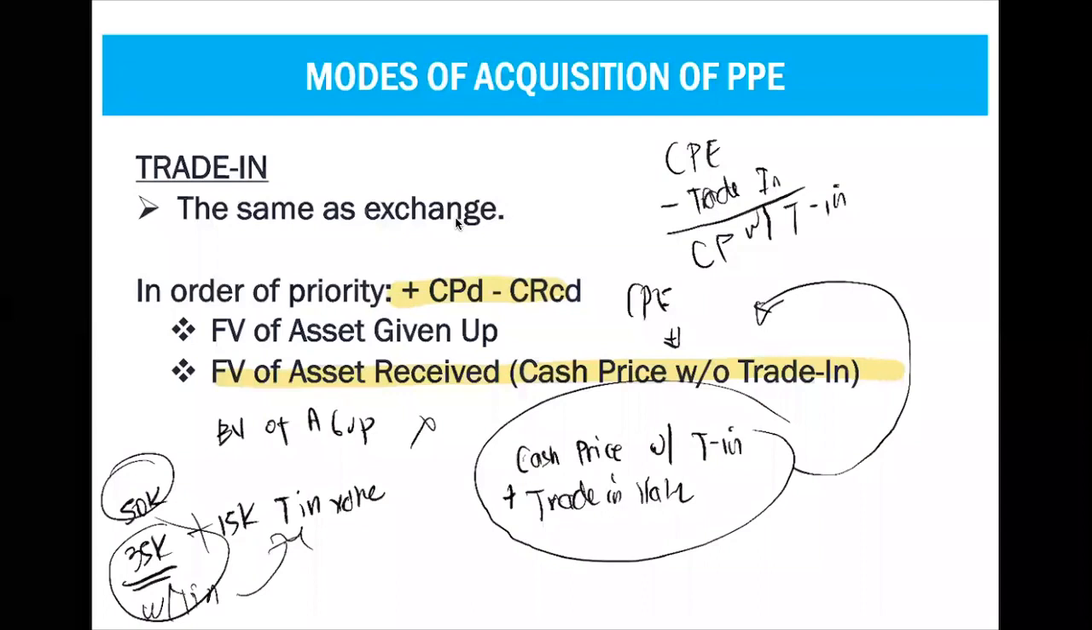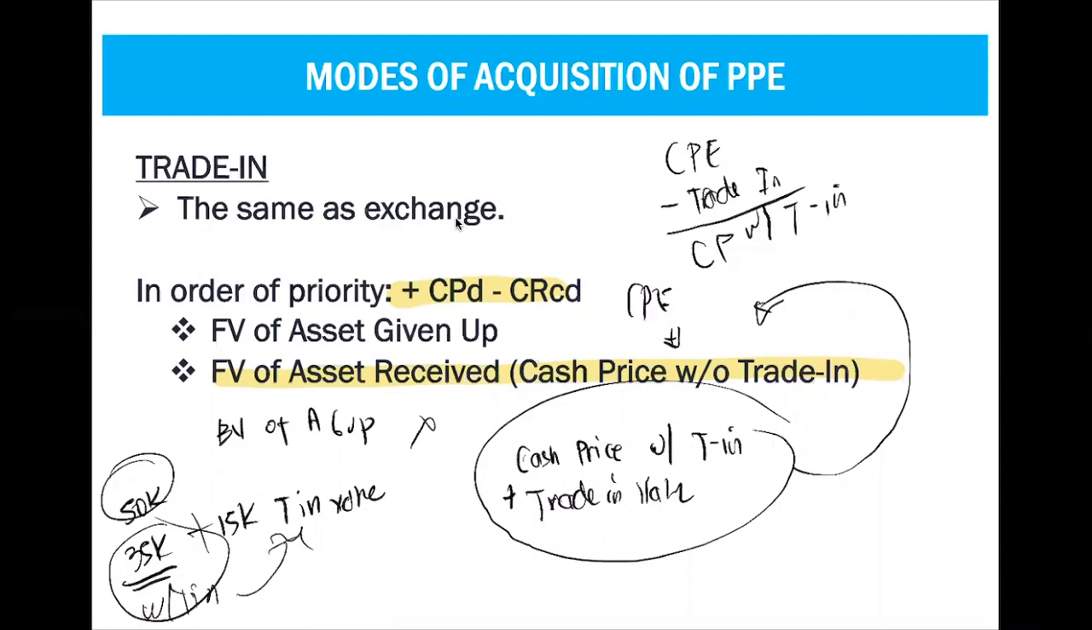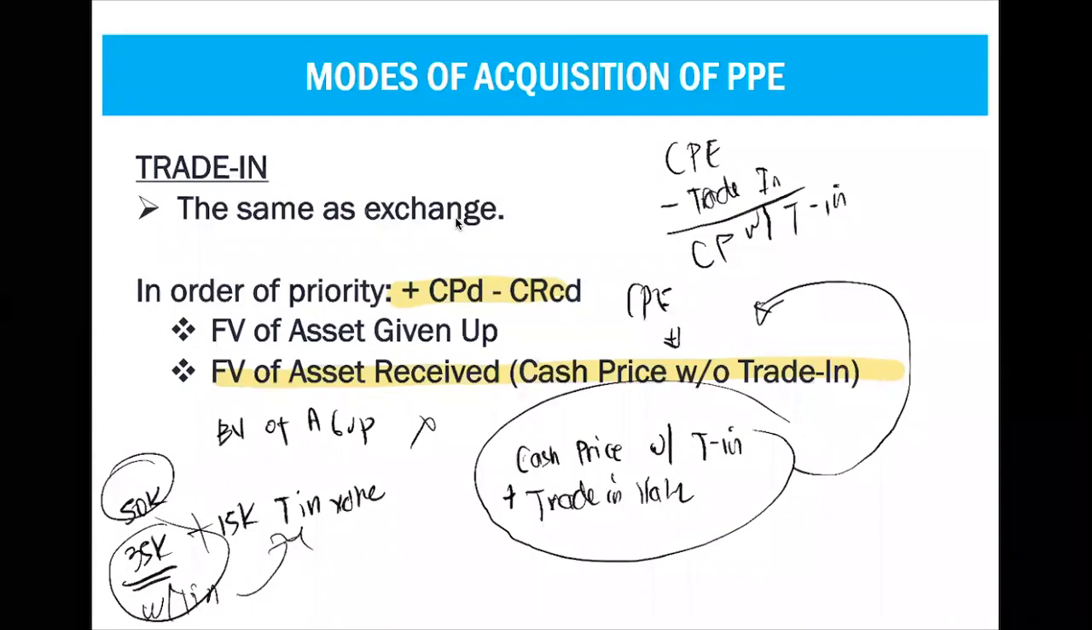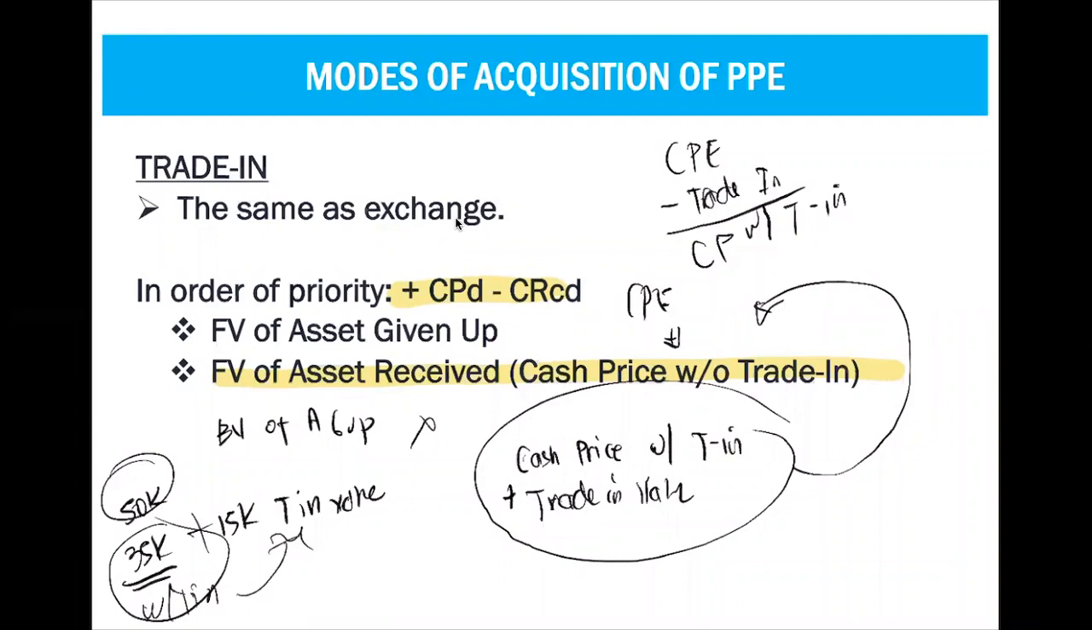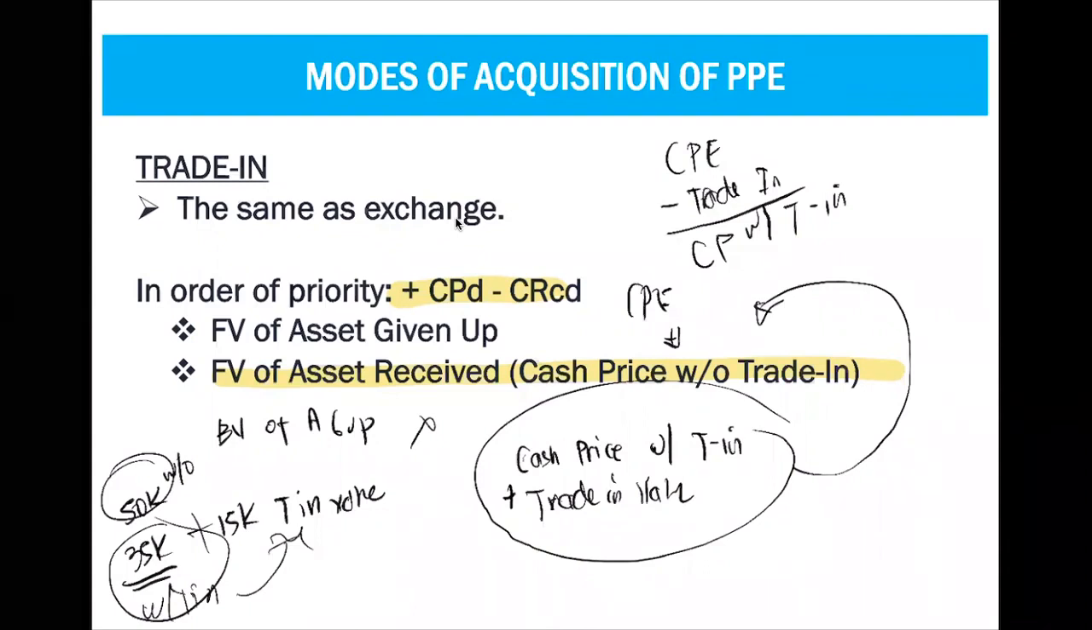Clear? Example natin. Cellphone, bibili ka, 50K yan. Pero kung ito-trade in mo yung cellphone mo ngayon, ang babayaran mo lang ng 35,000. So, ang 35,000 is a cash price with trade-in. So, yun yung babayaran mo pag nagbigay ka ng trade-in. So, magkano din ang trade-in value mo? Yun yung difference ng cash price without trade-in, which is 50,000, and with trade-in, 35,000. So, 15,000. So, paano, sir, pagka hindi given yung cash price without trade-in? Pag hindi given yung cash price without trade-in, to compute for it, it is cash price with trade-in plus trade-in value.